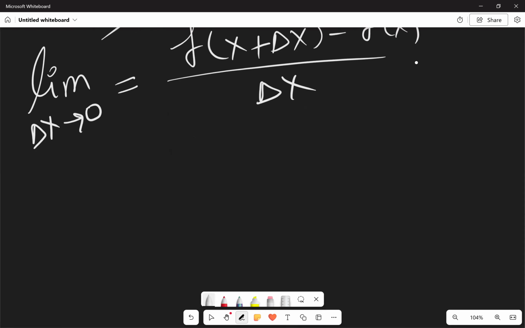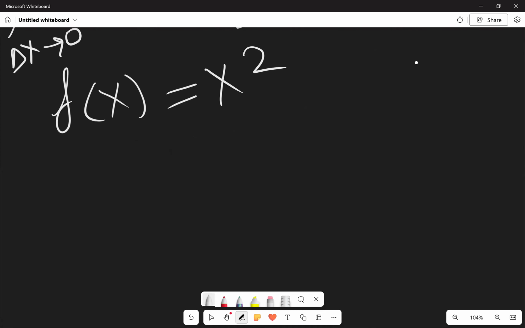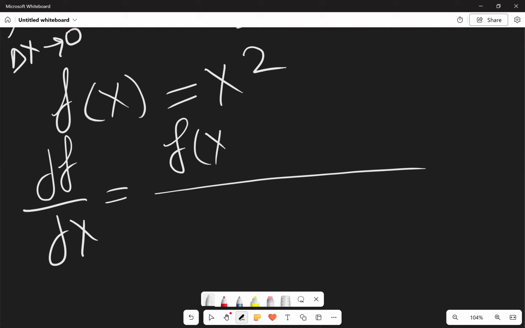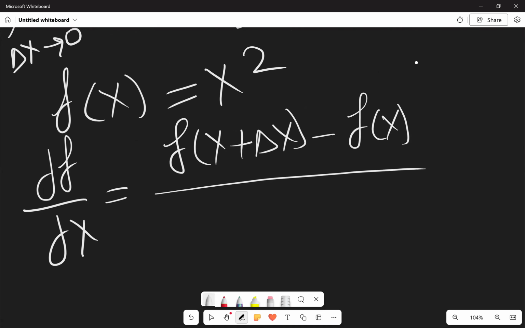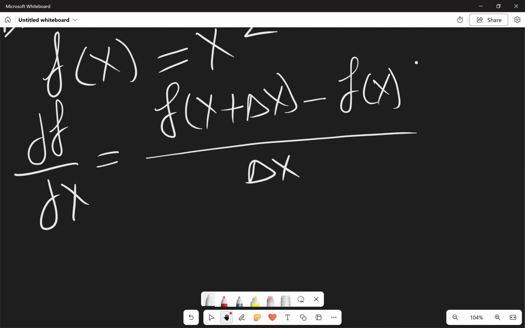Let's see it in action. Let's say we have a function that is equal to x squared, and we want to find the derivative using this first principle definition. So then, I'm going to say df by dx is equal to f of x plus delta x minus f of x divided by delta x. Then I'm going to evaluate each part of this equation here. So let's start with f of x plus delta x.